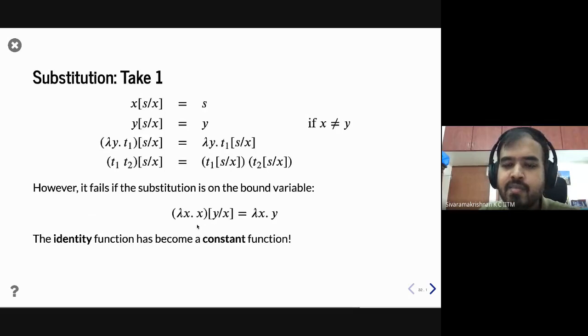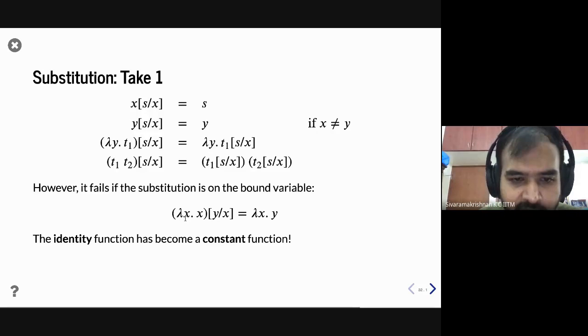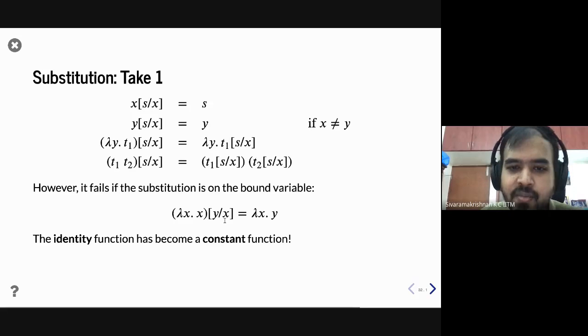Here is the example where it actually fails. This is a very simple example. I have an identity function. What is an identity function? An identity function just takes a value and returns the same value. So it takes an X and returns an X. And in that X, I am replacing that occurrence of X with Y.